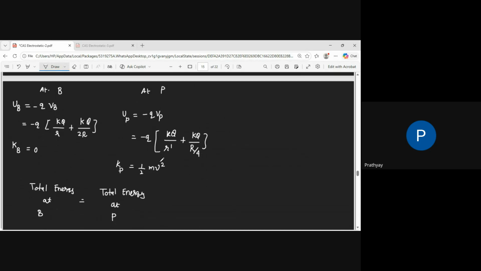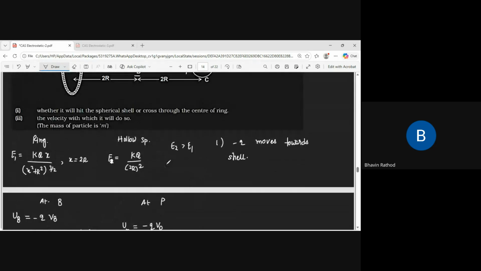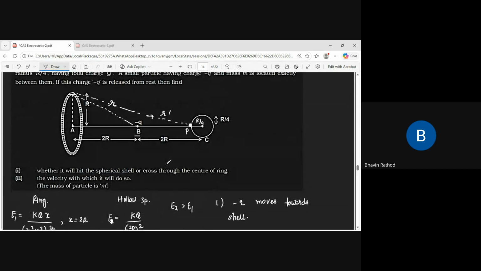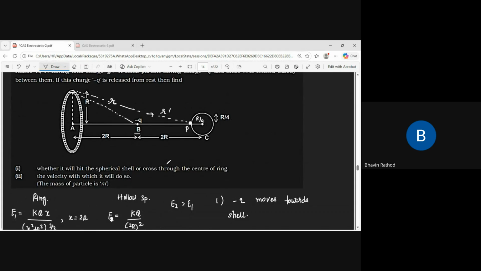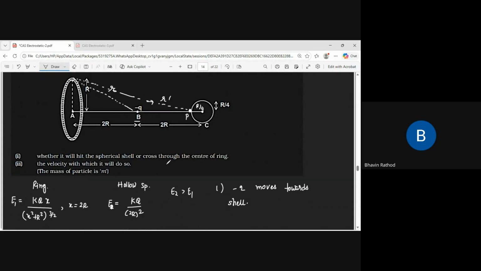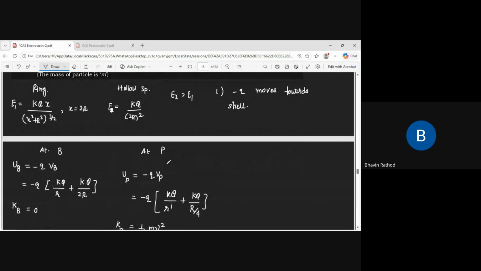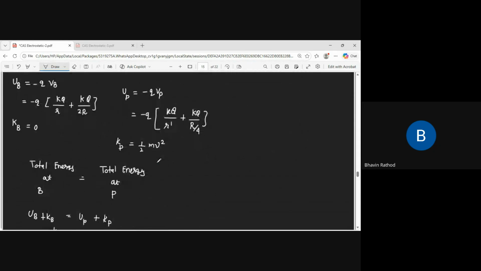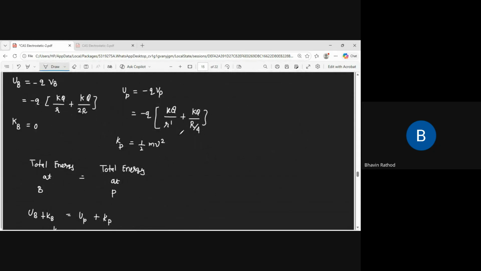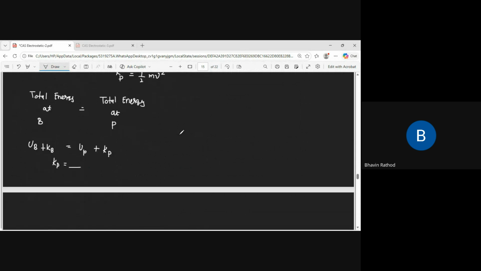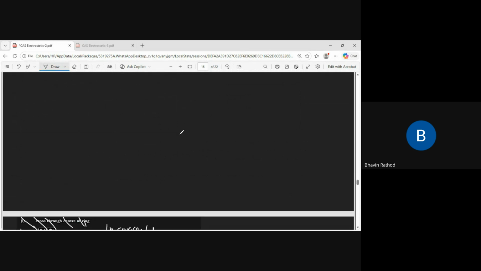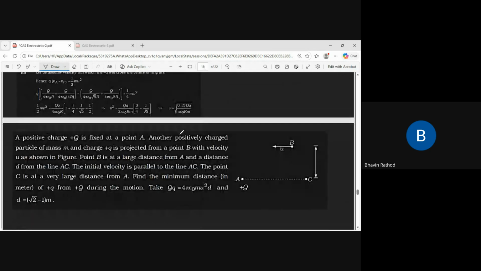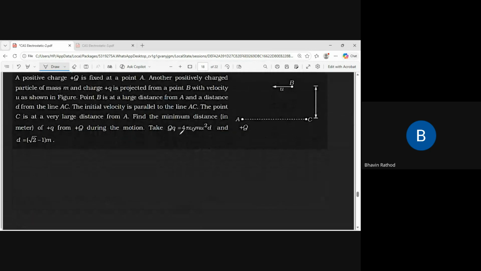So here the charge is on the axis of the ring, right? Charges on the axis of the ring. Yes. All right. So let's move on to the next one. Okay, let's try this one.